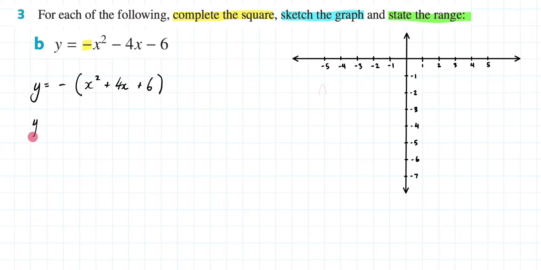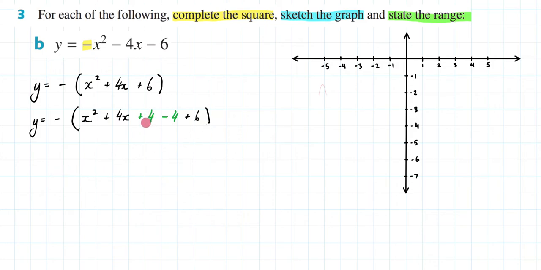I can complete this as normal. So next I'm going to have y equals negative, and I'm going to keep this, and I'm going to go x squared plus 4x. Now remembering when we're completing the square, we're taking the coefficient of x, which is 4. We're halving it, which is 2. Then we're squaring it, which is 4. And we're plussing that on. Now you can't just plus on a 4. If you're going to plus a 4, you're going to have to minus a 4 to make sure it balances out. Then we have our plus 6 here. I'm going to close the bracket.